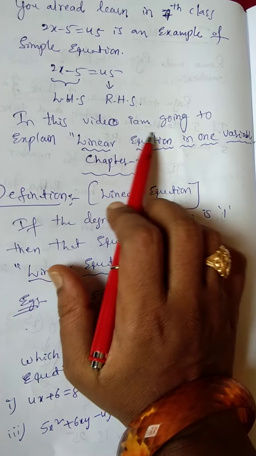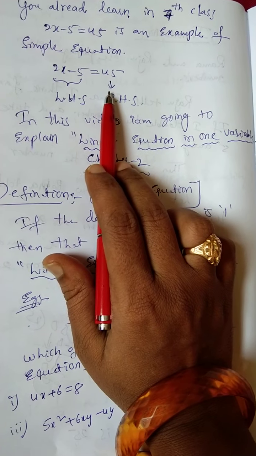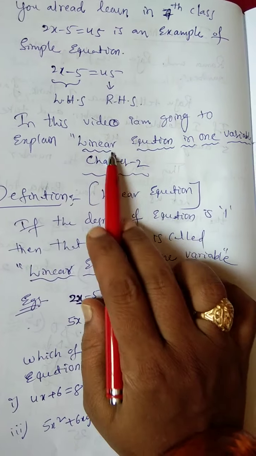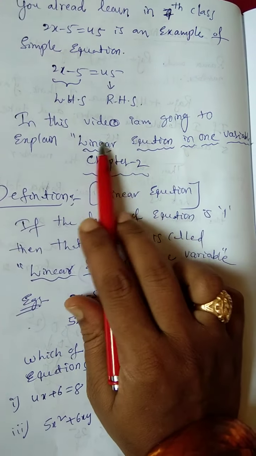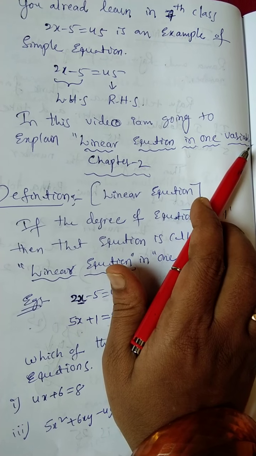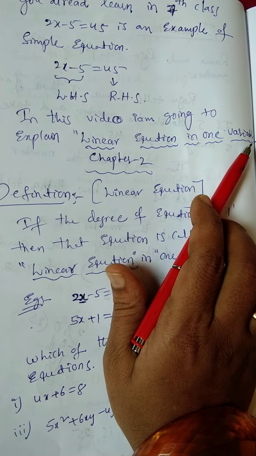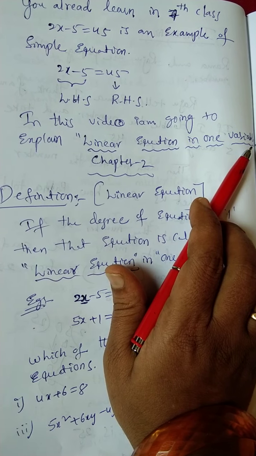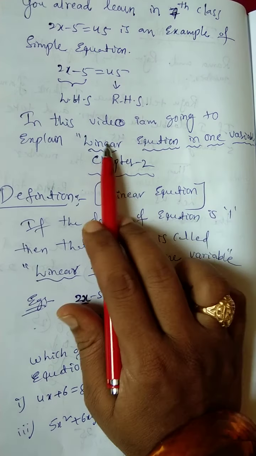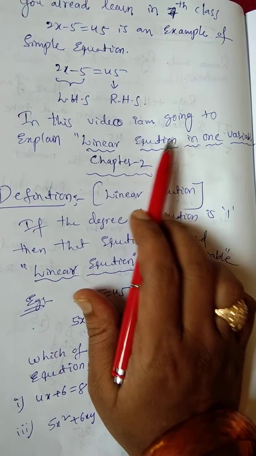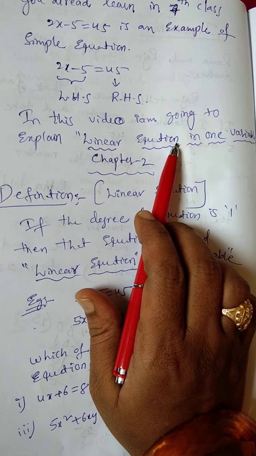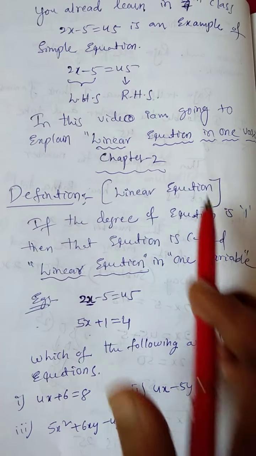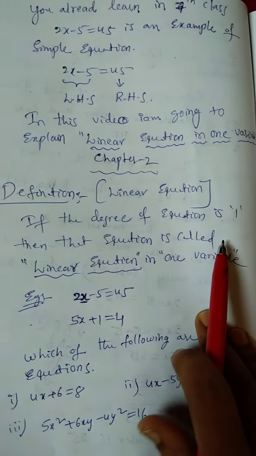Now you already know what I am going to explain. In this video I am going to explain linear equation in one variable. Why we call it one variable: we should use only one variable. If you take x, then x is one variable. So now I am going to explain that new chapter, linear equation in one variable. That is chapter number 2 in 8th class maths.